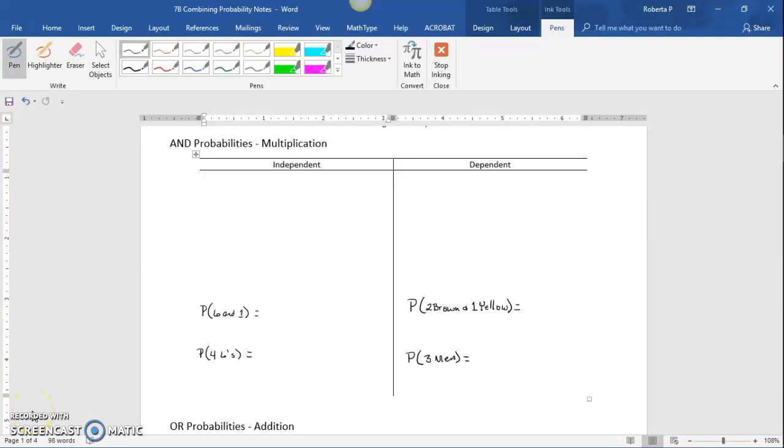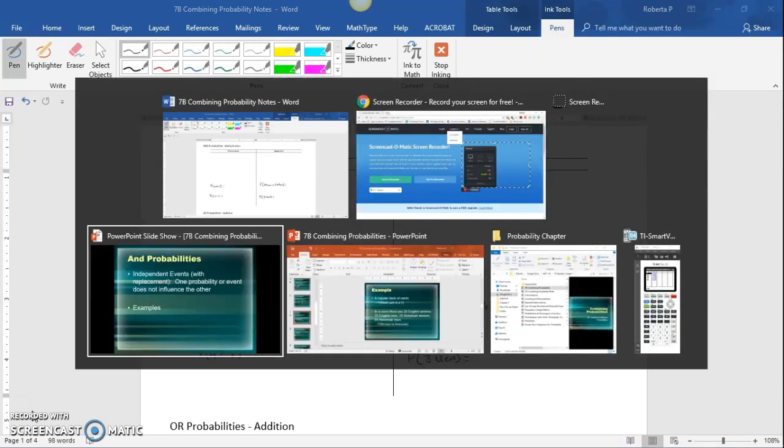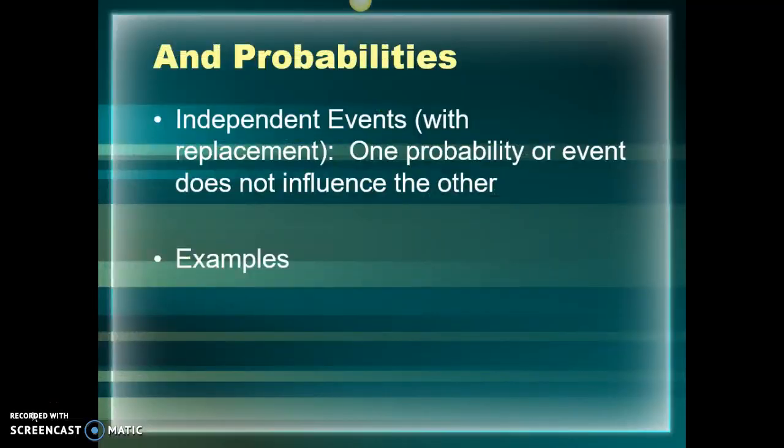So as we go through these lessons, you can work on filling in your notes for the probabilities, so 7b. And as you go through the PowerPoint, you'll see that the first type of probability we're talking about is an AND probability. And probabilities are always multiplication.